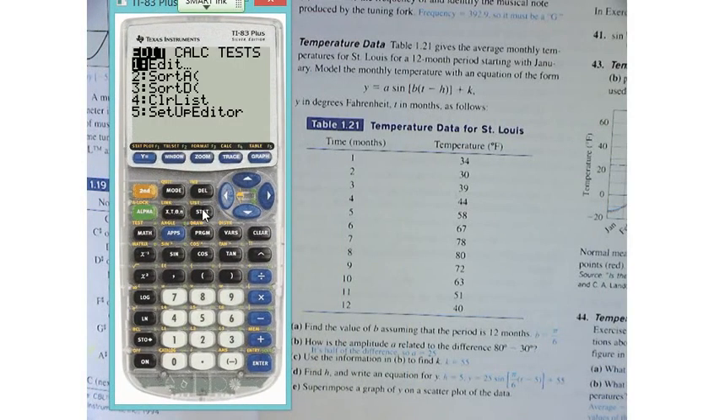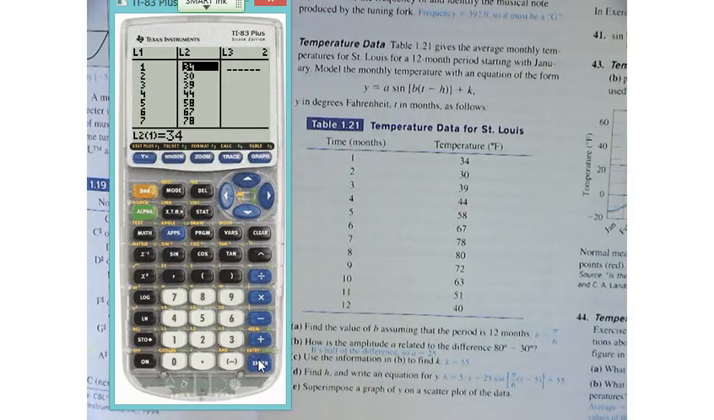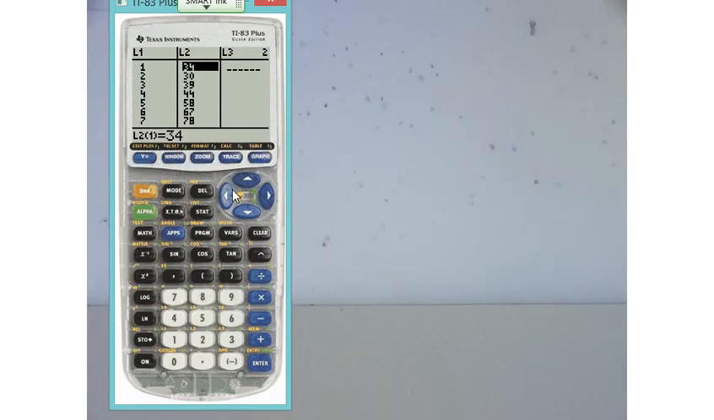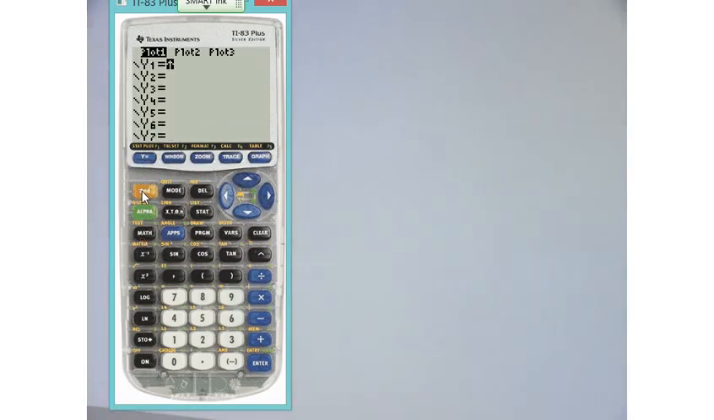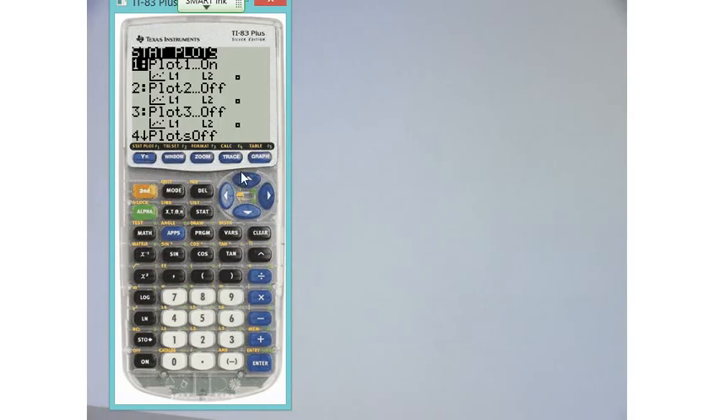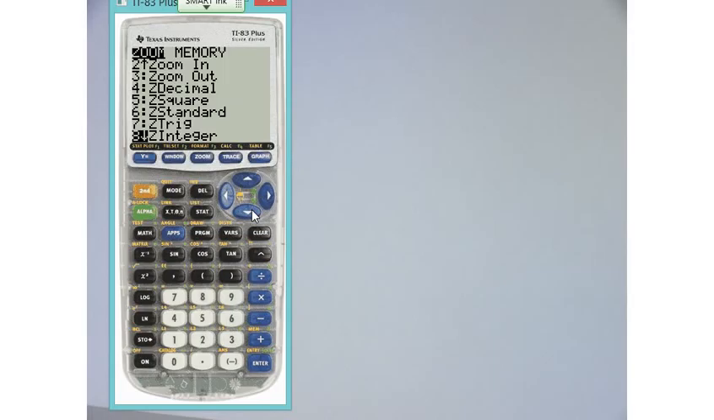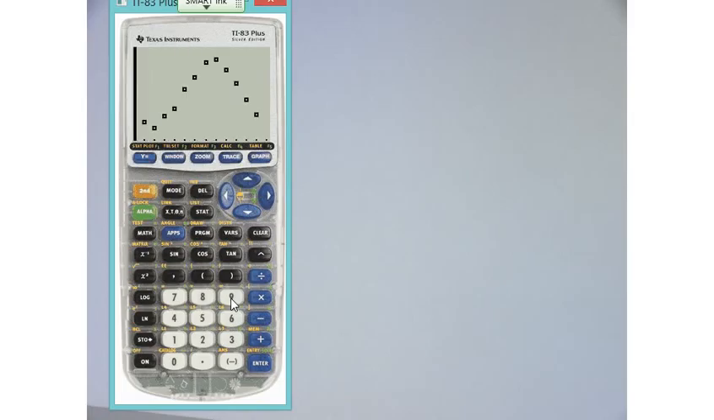So what you would do is you would go to Stat, and you would hit Edit. And what I've done is I've pretty much just listed the data, the month in column 1 and the temperature in column 2. Then I go to Stat Plot, which you get to by hitting second Y equals, and make sure it's turned on. It's turned on. And then I want to zoom in, and I think it's option number 9. I can hit enter while it's highlighted, or I can just hit the number 9. And anyways, that looks like a sine wave.